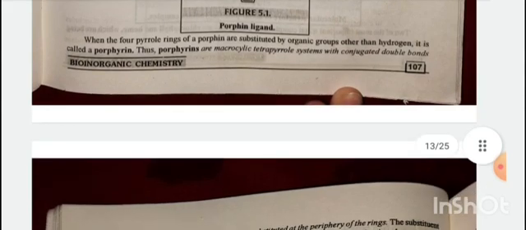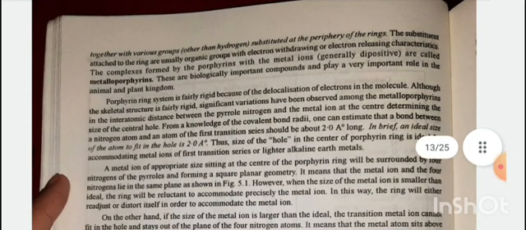When the 4 pyrrole rings of a porphine are substituted by organic groups other than hydrogen, it is called a porphyrin. Thus, porphyrins are macrocyclic tetrapyrrole systems with conjugated double bonds together with various groups other than hydrogen substituted at the periphery of the ring. The substituents attached to the ring are usually organic groups with electron withdrawing or electron releasing characteristics. The complexes formed by the porphins with metal ions, generally di-positive, are called metalloporphins. These are biologically important compounds and play a very important role in the animal and plant kingdom.